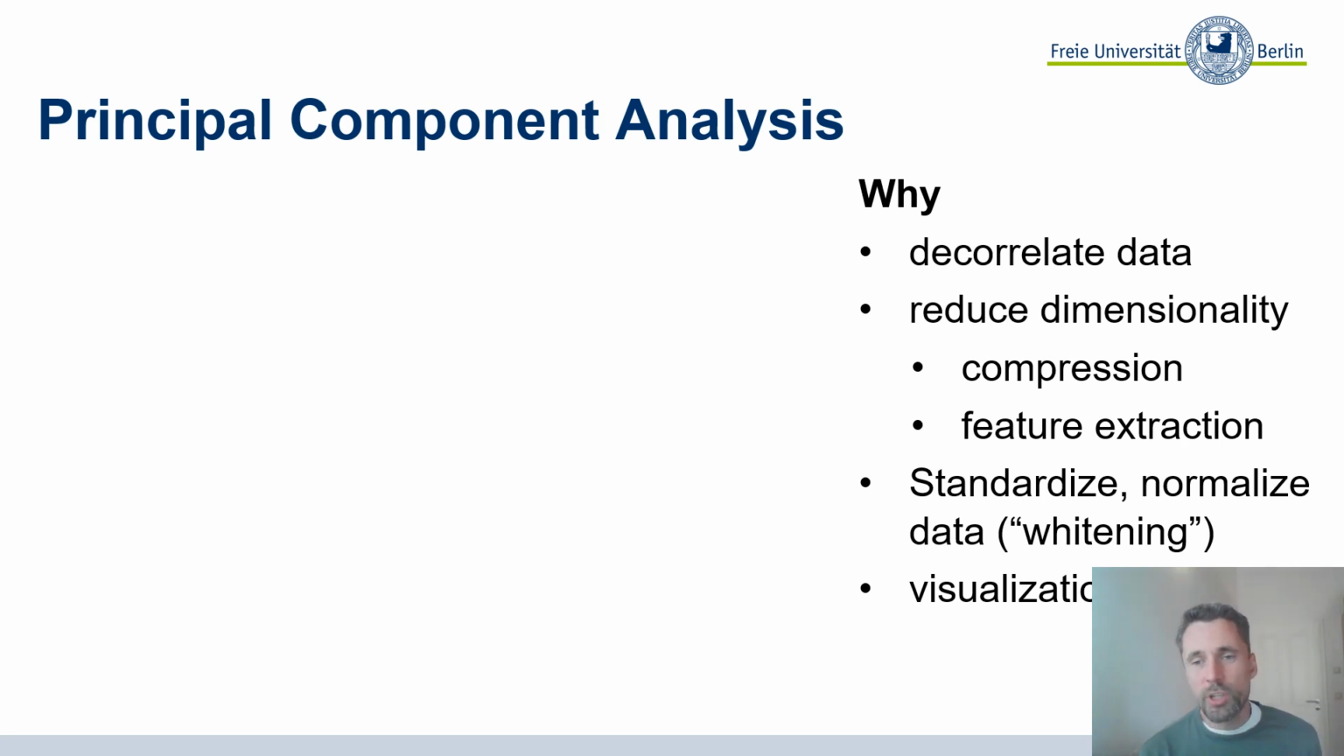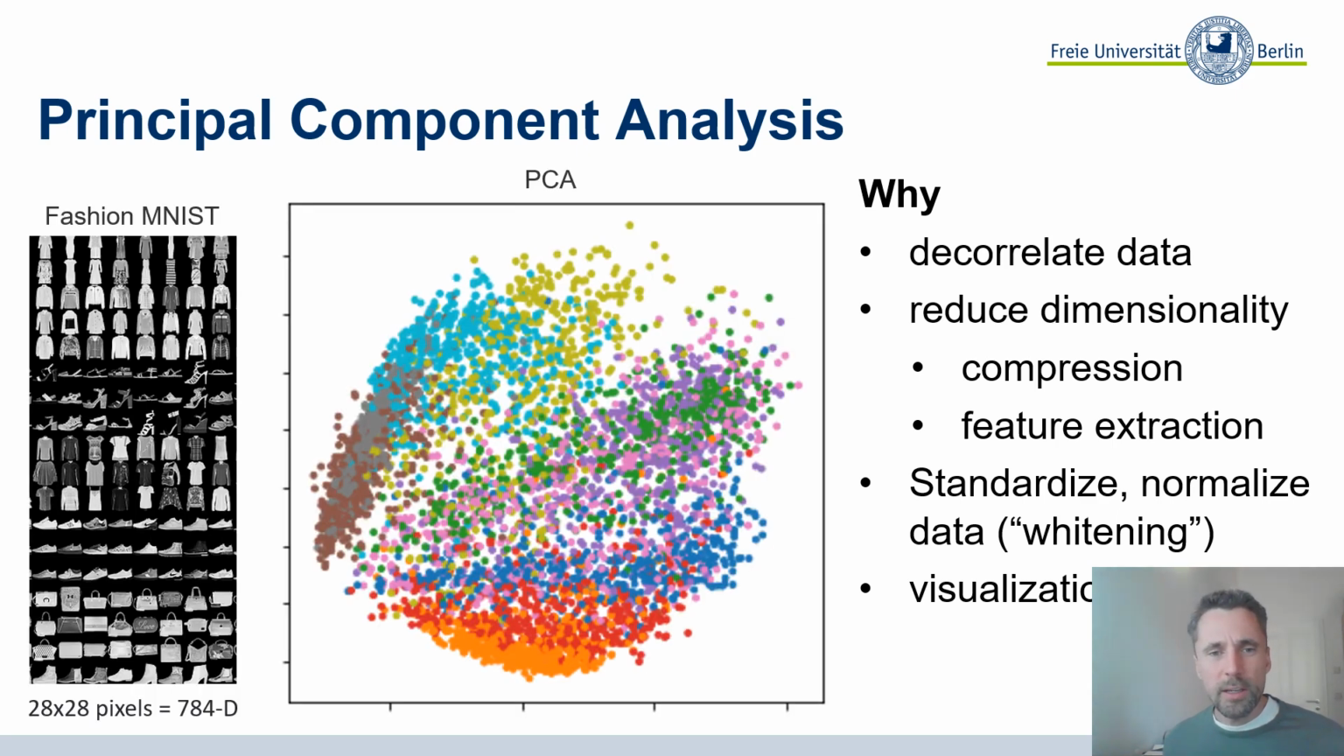PCA can also be used to standardize and normalize the data, a process that's called whitening. So the distribution that we just saw looks like an ellipse, and projecting this down to a spheroid, circular distribution is what's behind this. We're not going to look into this, but maybe Max in the assignments can talk about this. And the last thing here is visualization purposes. So PCA is often used to visualize high-dimensional data. And one example is this plot here that I found on Wikipedia.